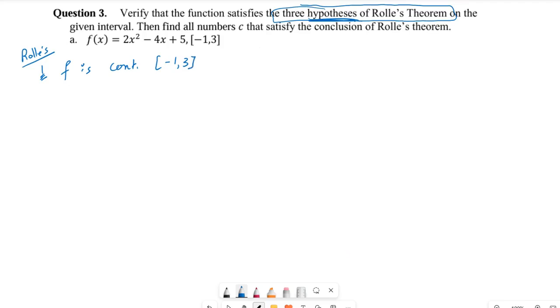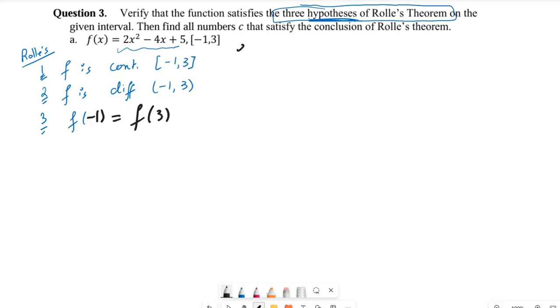Here the interval is given, -1, 3. Second is f is differentiable on the open interval, which is given. The third is that f of a, here a is given as -1, is equal to f of 3. Now, what kind of function is f? F is a polynomial. Polynomials are continuous everywhere, so it has to be continuous on this interval. Polynomials are differentiable everywhere, so it has to be differentiable on this interval.